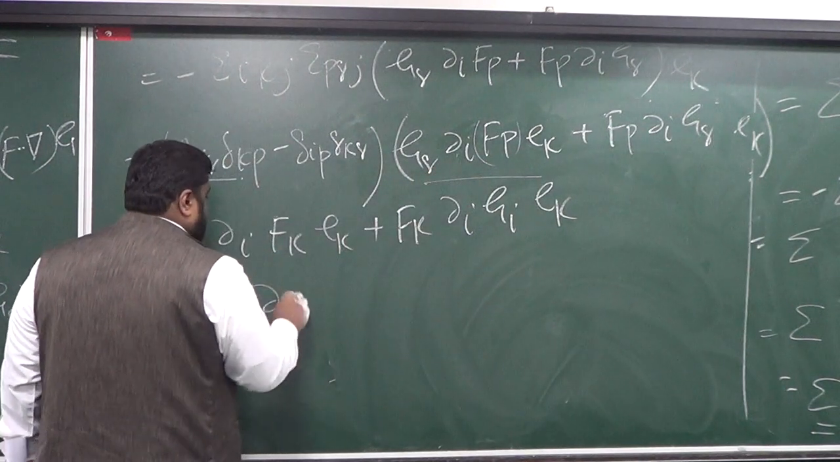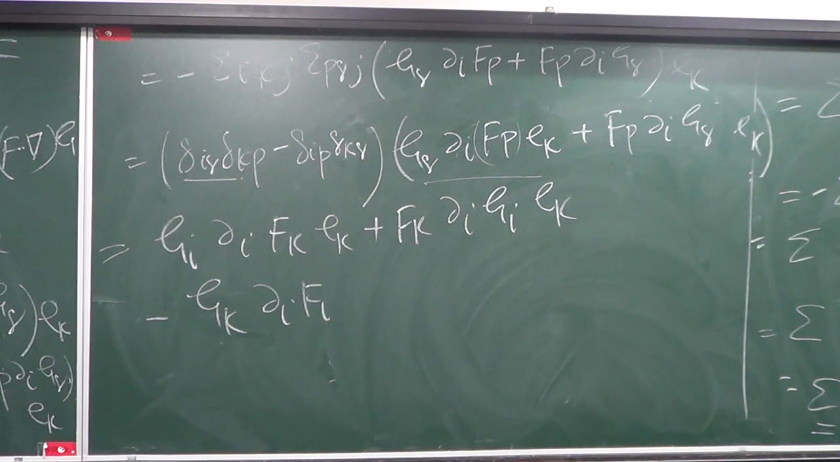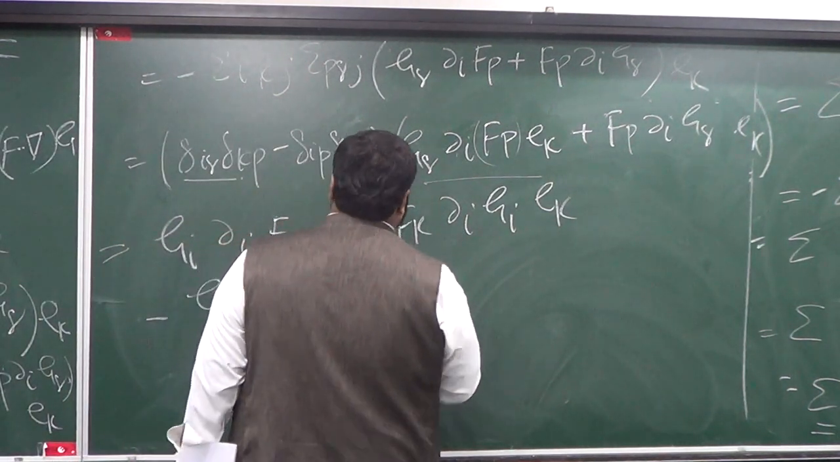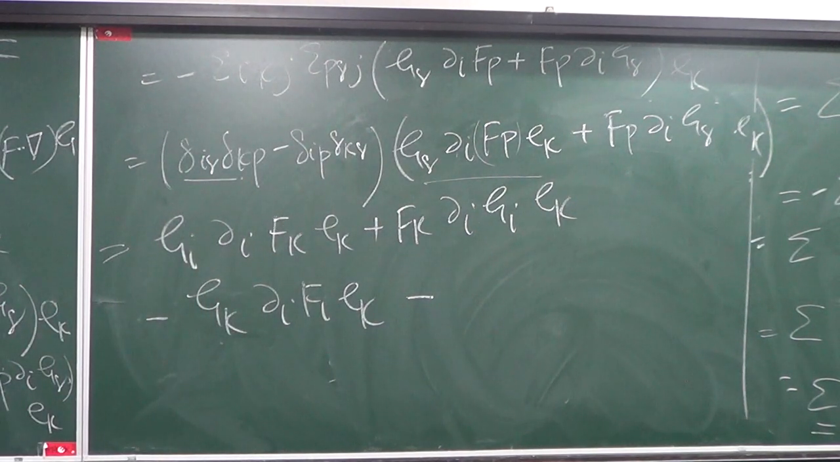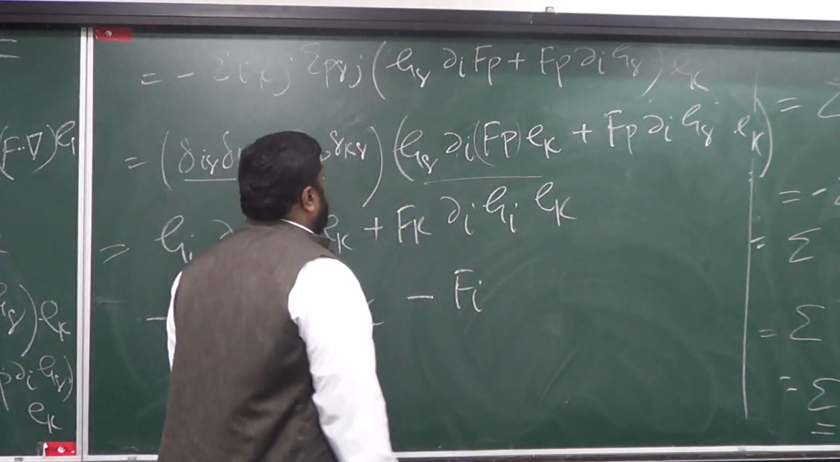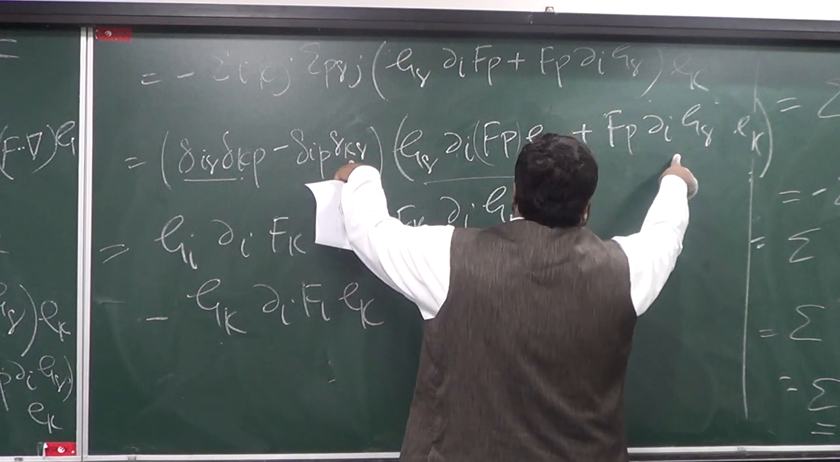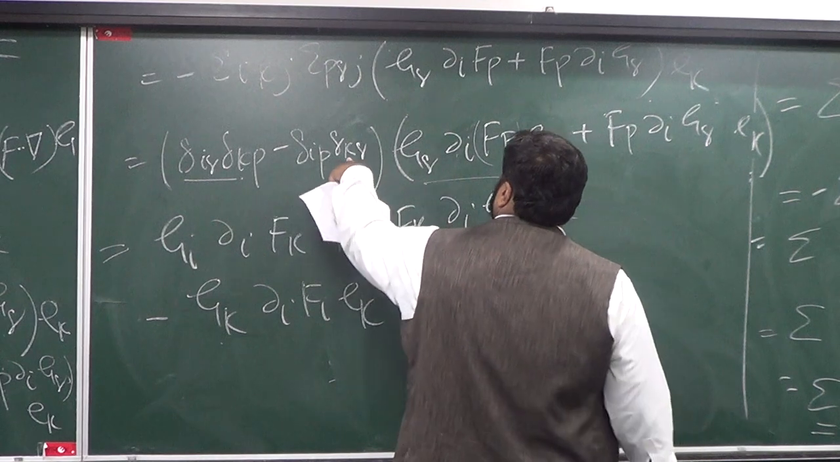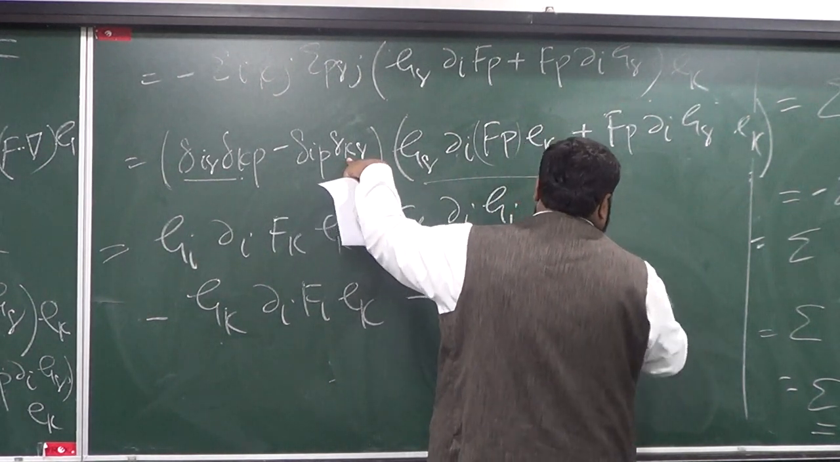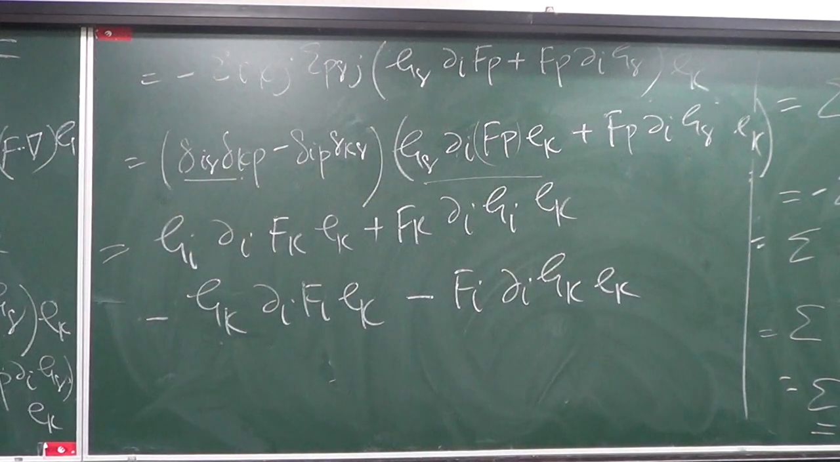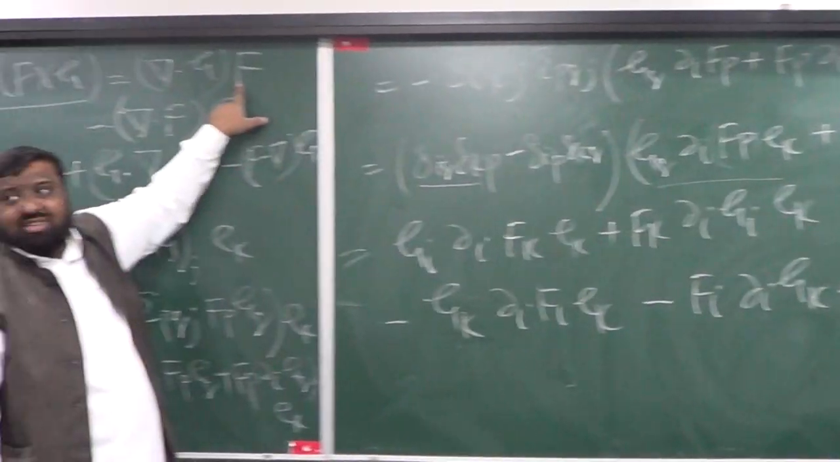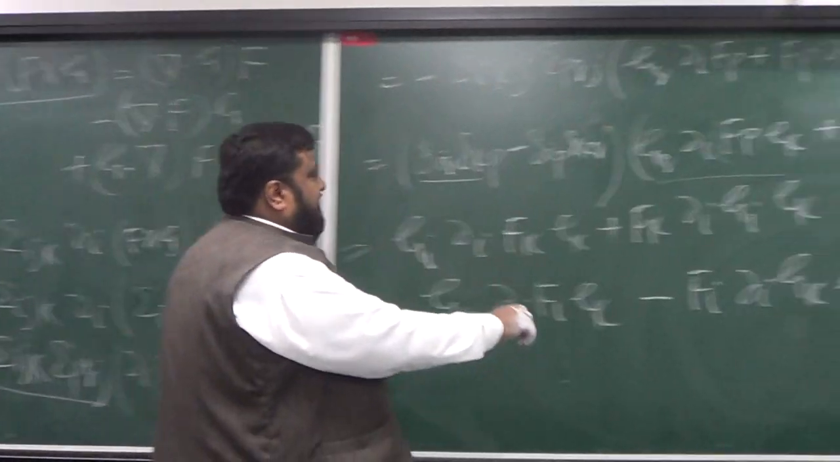Delta IP will become what? Partial I, and let's keep it F_I. I was writing P before, doesn't matter. And E_K minus F_I, and partial I G_K and E_K. Just look at every term carefully. You have got all four terms. So what is the first term now? Think about it. Del dot G F should be what? Del I G_I second times F vector, so that's F_K E_K, something like that. Do I have a term like that? Second number, yes, we have this second term.